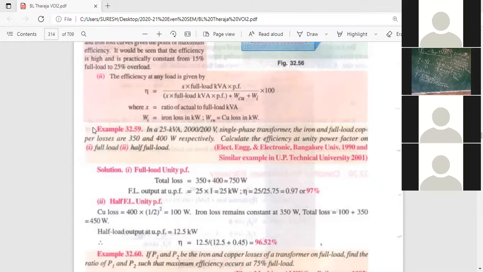Now come to the second case. What is the second case x value? 1 by 2. Take x is equal to half. Take half here. Here also 1 by 2 whole square. Take x value 1 by 2.